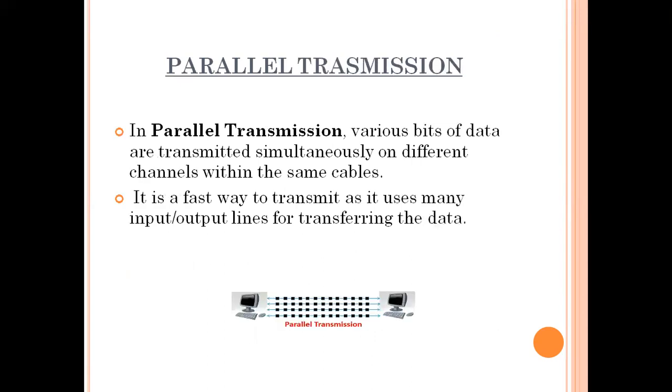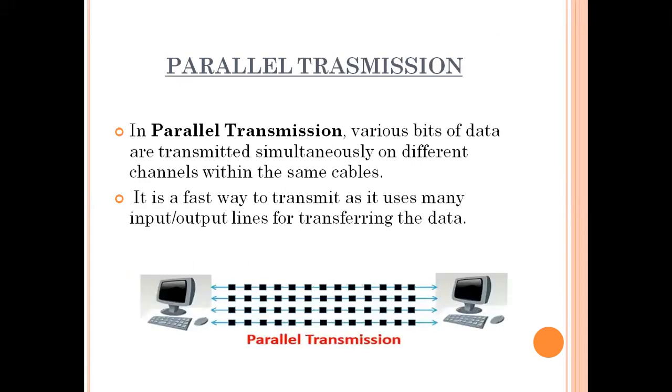Now let's talk about parallel transmission. In parallel transmission, various bits of data are transmitted simultaneously on different channels within the same cable. It is a faster way to transmit as it uses many input-output lines for transferring the data. In simple words, in parallel transmission, we can send a number of bits from one device to another device at the same time. Because of that, it takes many input and output lines for the transmission of data. As you can see in the diagram, we have two computers. One computer is sending various bits at a time to another computer.